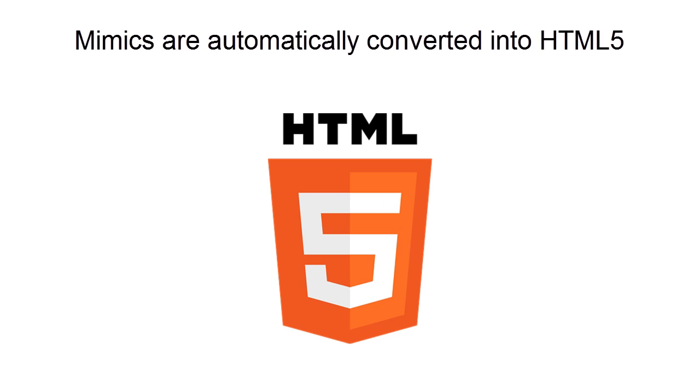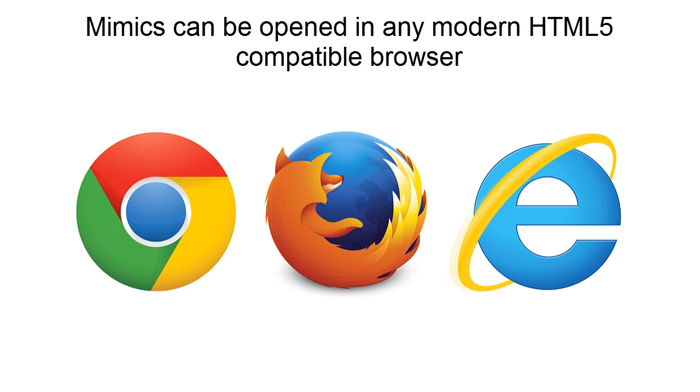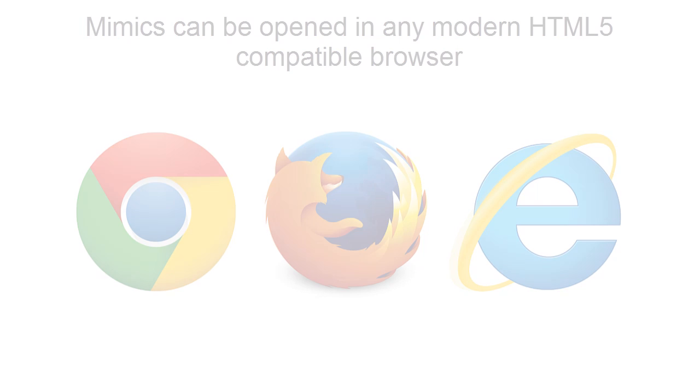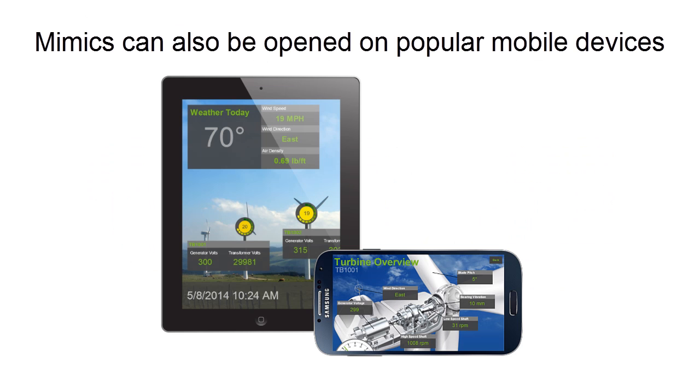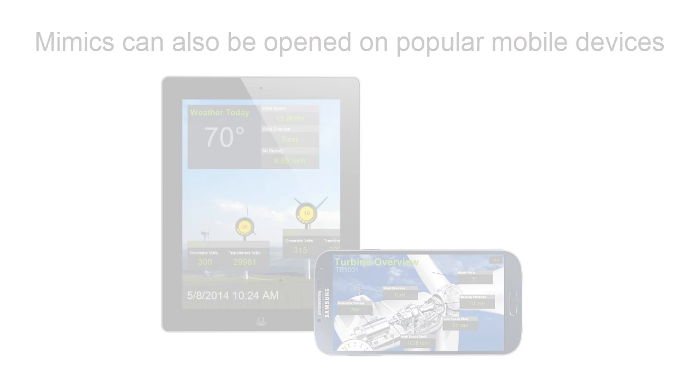All of the mimics you create will be automatically converted into an HTML5 format. Your mimics can then be viewed in any modern web browser like Google Chrome, Mozilla's Firefox, and newer versions of Internet Explorer. They can also be viewed on mobile devices like the iPhone, the iPad, or the Samsung Nexus.